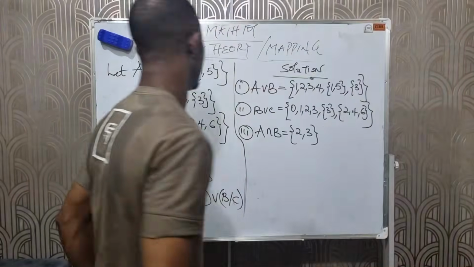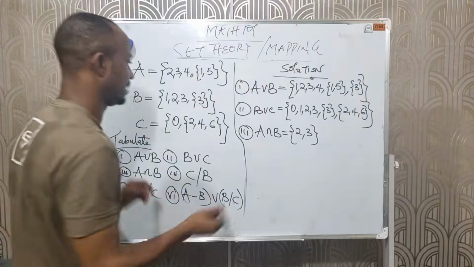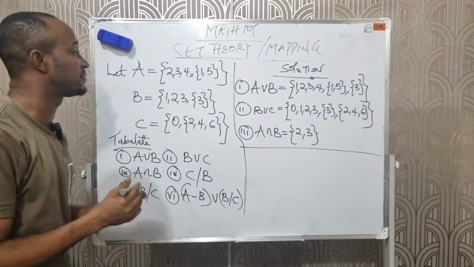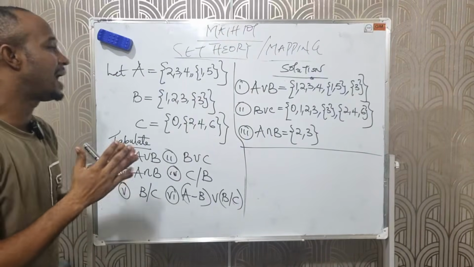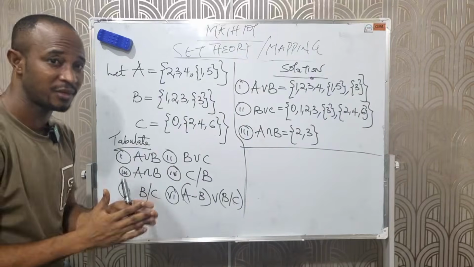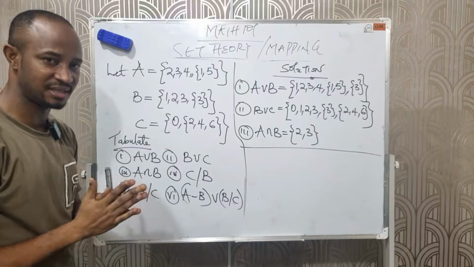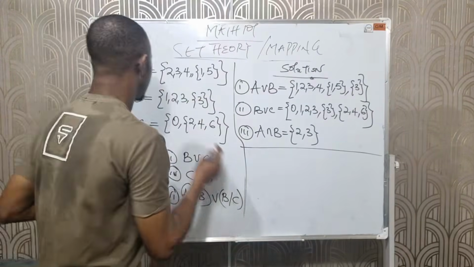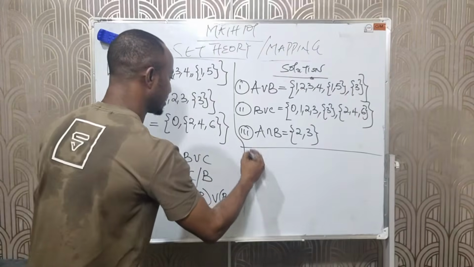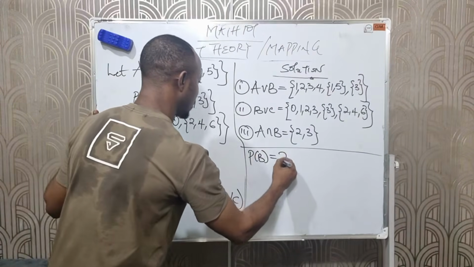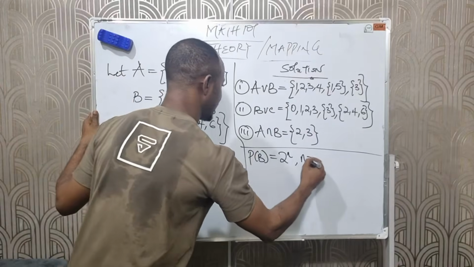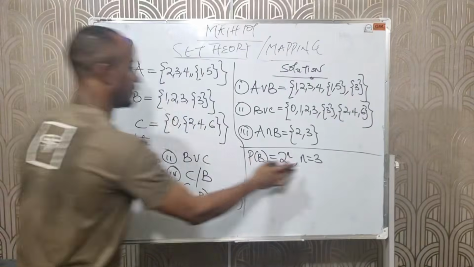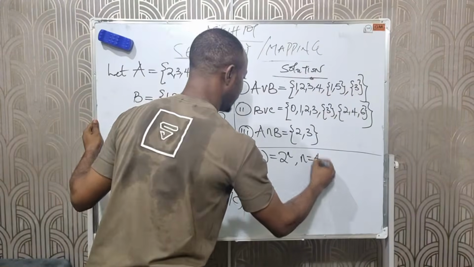Okay. Someone is asking a question. Let me just answer that question now. The person said in the comment section, if we are to find the subset of B, how do we do that? Very simple. From the power set of a set, which shows the number of subsets in a given set, subset of B can be gotten from the power set of B. Formula says 2 raised to power n. Here n is equal to 4. Our n is 4: 1, 2, 3, and 4.